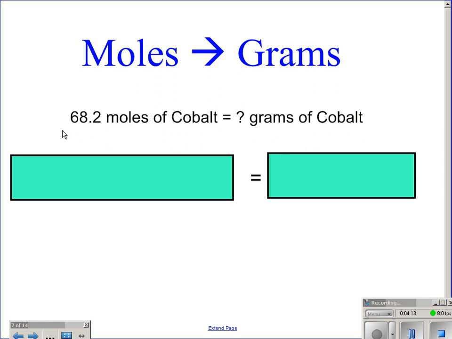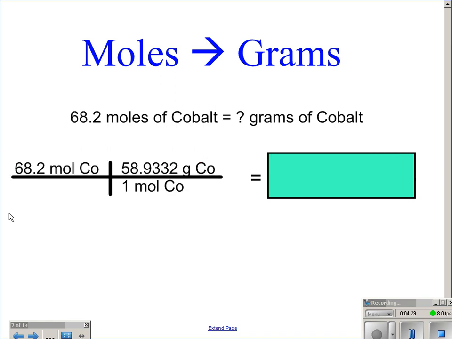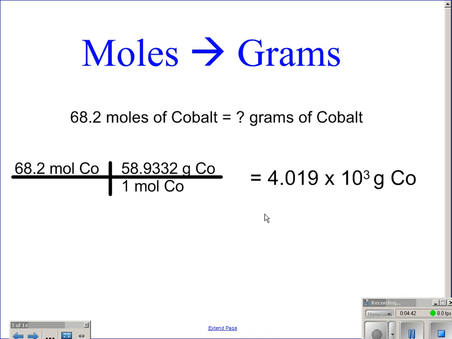Let's move on, give you a chance to do the equation yourself, and then we'll uncover the answer as well. Okay, so we have 68.2 moles of cobalt. You're going to need to find the symbol for cobalt, you're going to need to find the atomic mass for cobalt, and plug all those in. And when you do, you should end up with something that looks like this. Okay, we've got moles of cobalt on the top, a mole on the bottom for cross-canceling, and again, a simple multiplication leaves us with our grams of cobalt. And we should have 4.019 times 10 to the third grams, or 4,019 grams of cobalt.